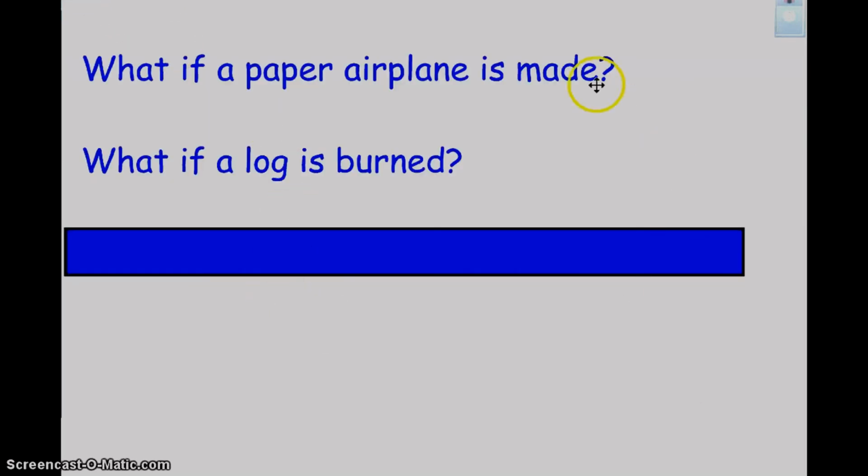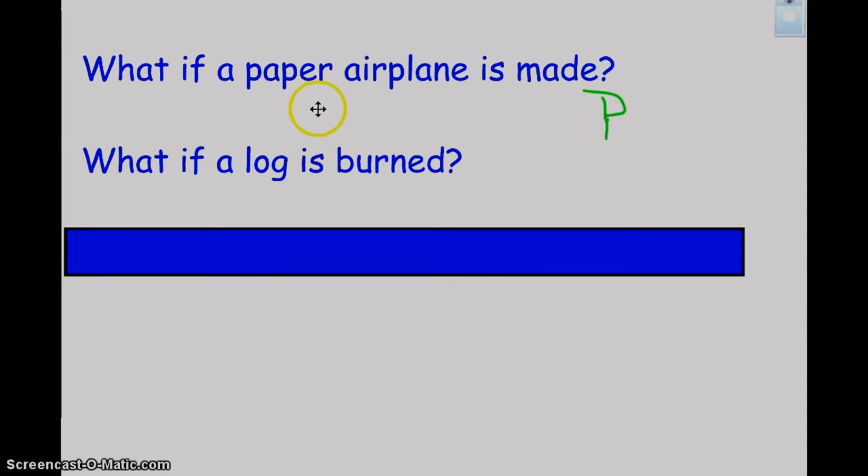So a couple other examples. What if a paper airplane is made? Okay, this is a physical change. Physical change, we still have paper, no matter is being created, no matter has been destroyed, conservation of matter still applies here. But what if a log is burned?